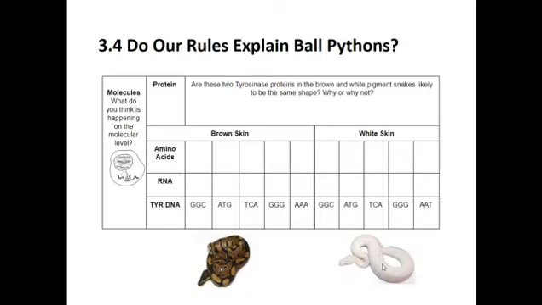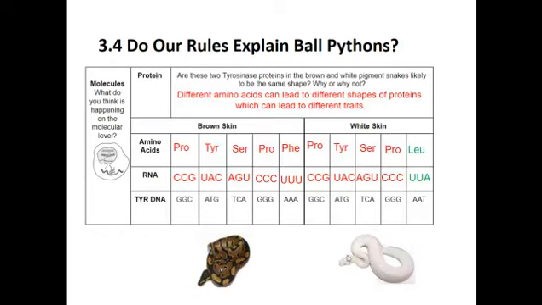Okay, so hopefully you were able to convert your DNA into RNA and your RNA into amino acids, and you can use this screen to double check your answers. And I hope that you noticed that the last amino acid for a brown python was very different from the last amino acid from the white python. This one letter difference meant a different RNA, which led to a different amino acid. Now, different amino acids can lead to different shapes of proteins, and that can lead to different traits.